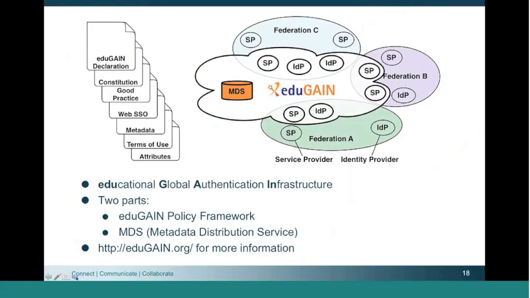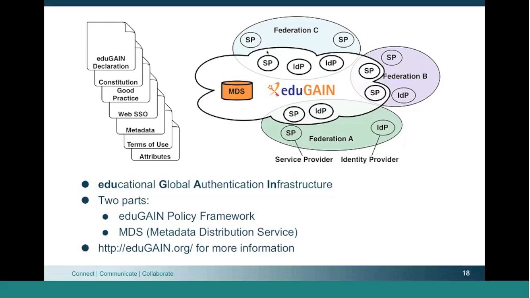Okay, so what is EduGAIN, you may wonder, and how does this relate? Well, EduGAIN is made up of two parts. It's made up of a policy framework, which actually binds identity federations, research and education identity federations together, and a metadata distribution service. So if you look at this diagram, you'll see this sort of cloudy picture, which has the metadata distribution service, which actually distributes the equivalent of a phone book of who's part of EduGAIN and who's not.